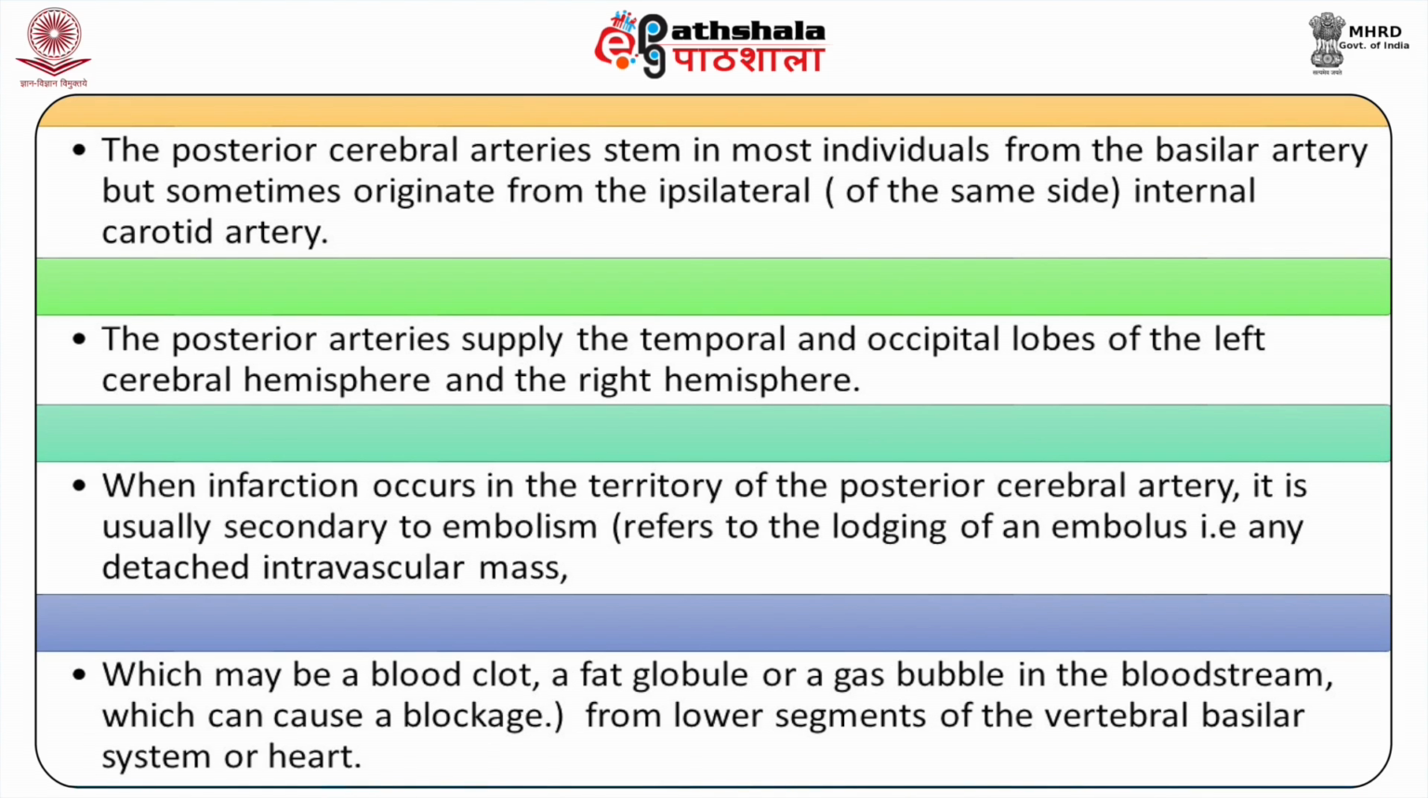When infarction occurs in the territory of the posterior cerebral arteries, it is usually secondary to embolism, which refers to the lodging of an embolus, that is, any detached intravascular mass, which may be a blood clot, a fat globule or a gas bubble in the bloodstream, which can cause a blockage from lower segments of the vertebrobasilar system or heart.